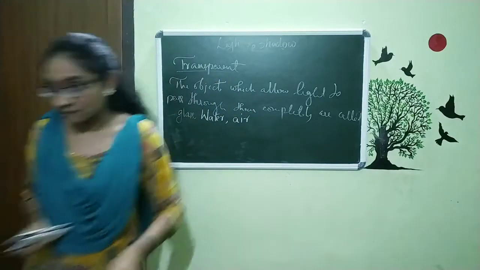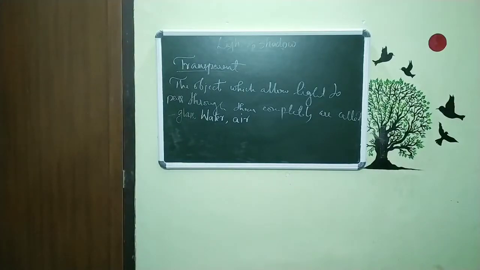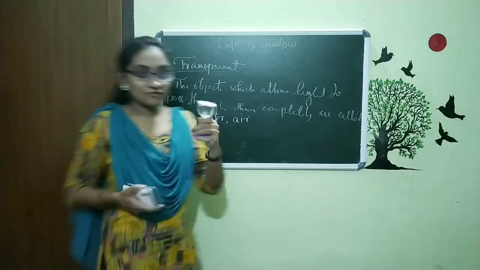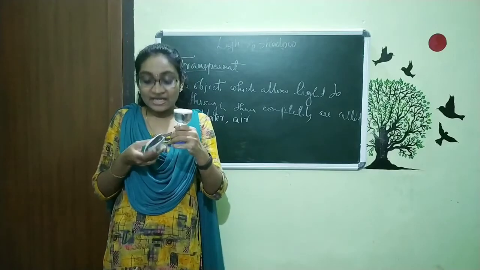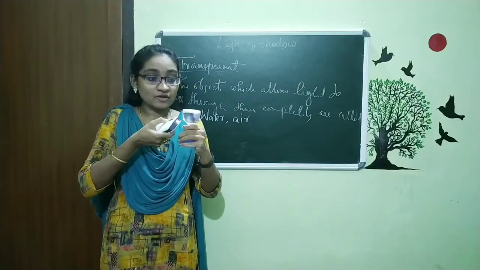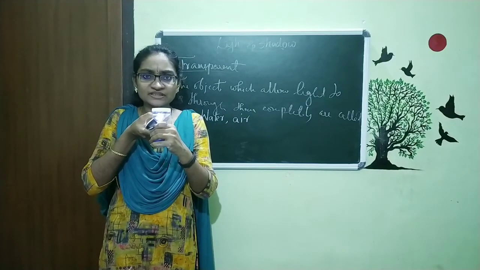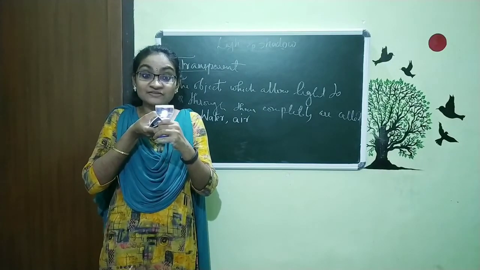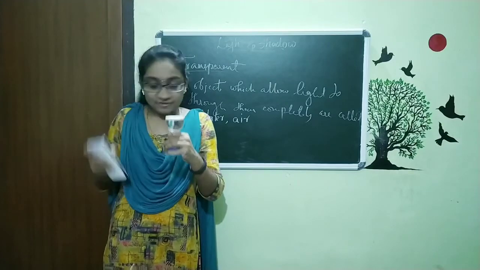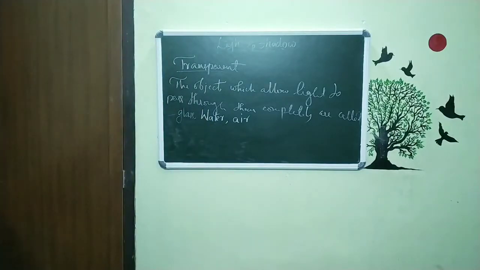The another example is water. Here within this beaker you can see water. This is water filled inside this, and so I'm just taking this torch and giving light through this. Does water face any obstacles? No, water is transmitting straight through this. So these are some of the examples for this transparent material.